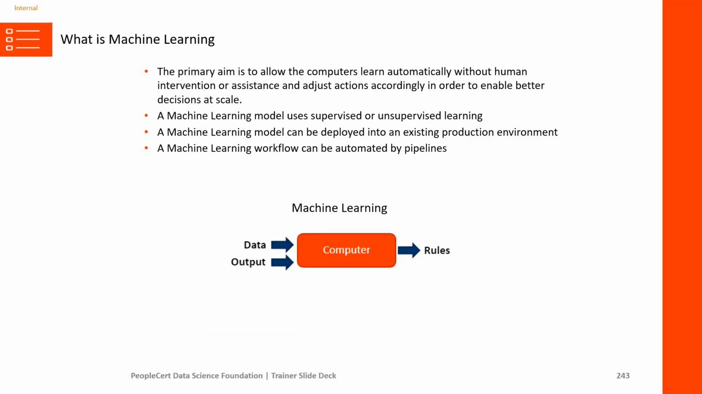If you see this, you have data and you have the output. You give the data to the computer, and with the rules given, you can predict the kind of output. This is the typical representation of machine learning. You have data, you have computer logic, then the rules are applied to the data, and you get an outcome which can be predicted.